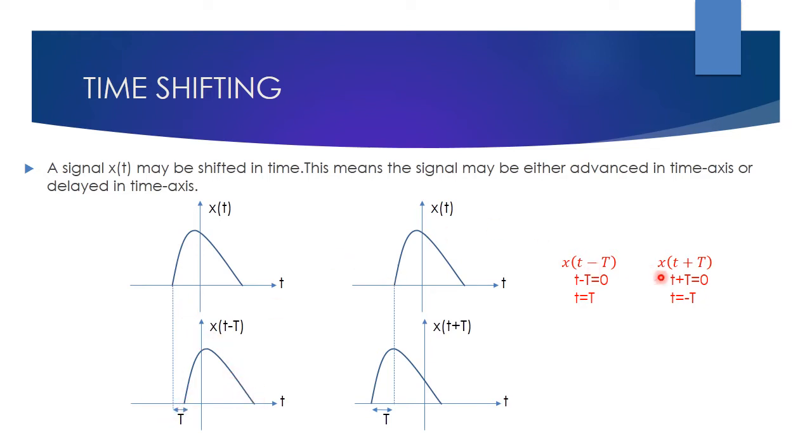Then x of t plus capital T. So t plus capital T equal to 0. Small t is equal to minus capital T. So here T times the signal will be advanced. So this is called as advance in the time axis. This is called as delay in the time axis.